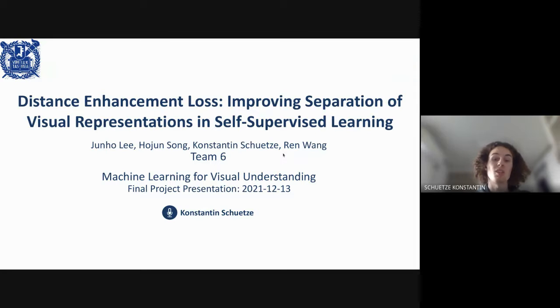Hi, I'm going to present you the results for Team 6. Our project was about improving the embedding space for image representations in self-supervised learning.